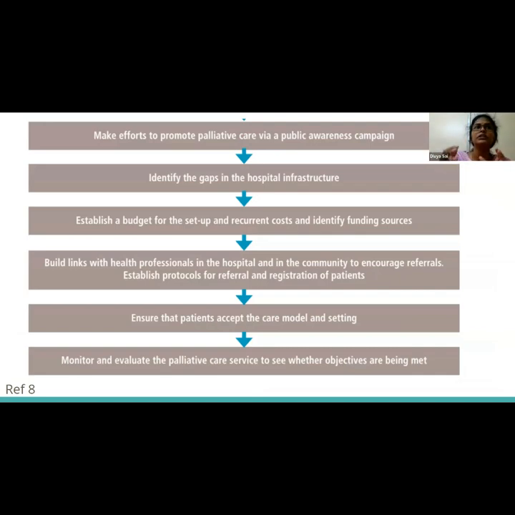the setup, and not just making a budget, but also trying to understand the recurrent costs it has, and trying to build links with other healthcare professionals like medical oncologists and surgical oncologists, beyond their good works, and encourage referrals, establishing guided protocols for referrals and also the registration of the patient, ensuring that the patients accept this type of palliative model in the setting, educating the patients themselves to understand that palliative does not mean the doctor is giving up. Then we monitor and evaluate whether these objectives are being met or not.